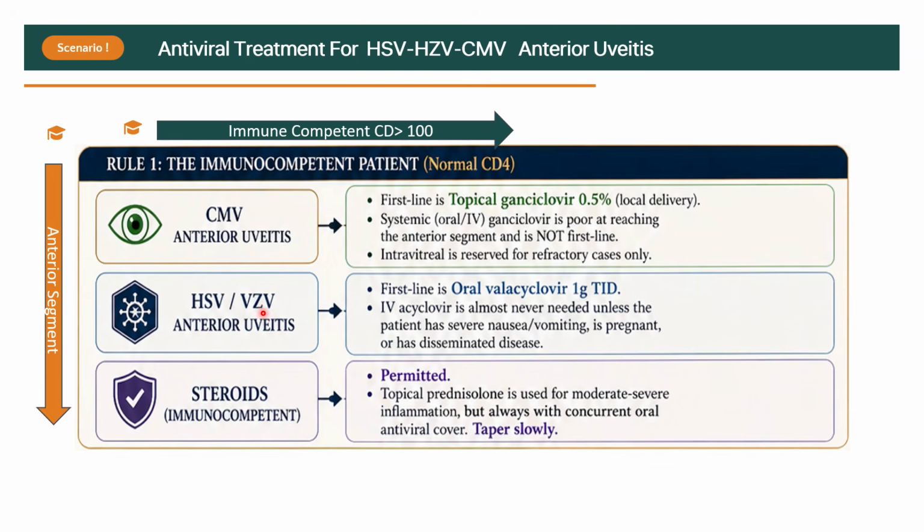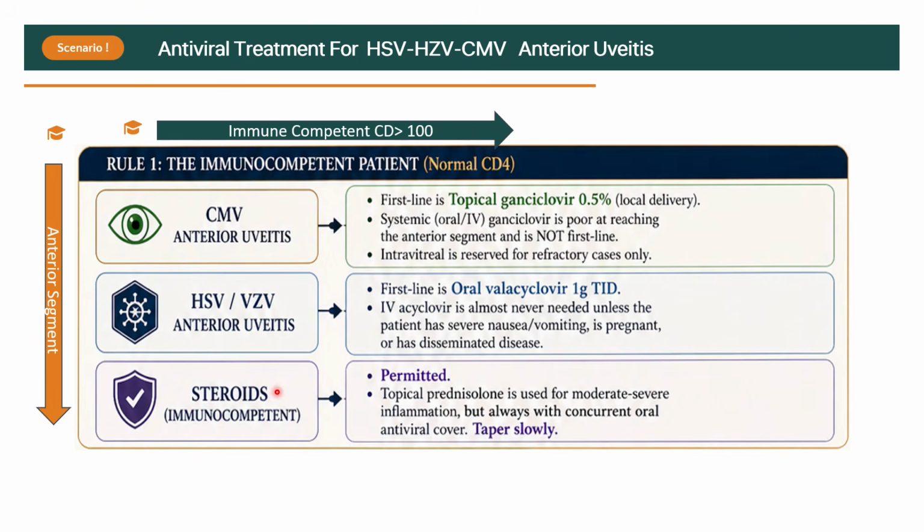However, herpes simplex and herpes zoster, which are usually categorized together, we start immediately with oral valciclovir. Why valciclovir? Because it is effective against both herpes simplex and herpes zoster infections. So we start with oral treatment. You can note the difference: in cytomegalovirus we start with topical ganciclovir, whereas herpes simplex and zoster we start with oral valciclovir. This is provided your patient is immune competent and the inflammation is confined only to the anterior segment.